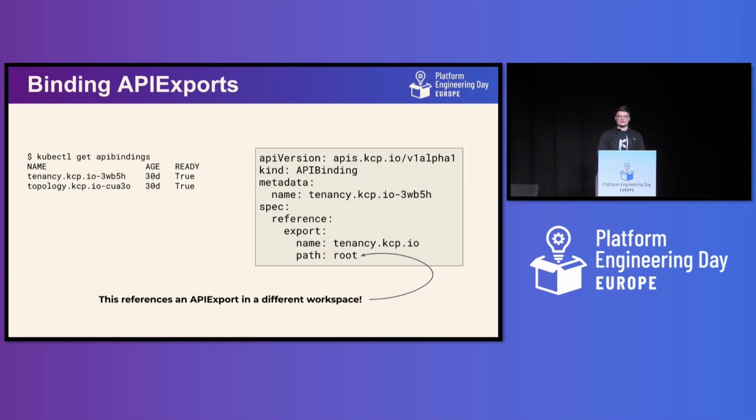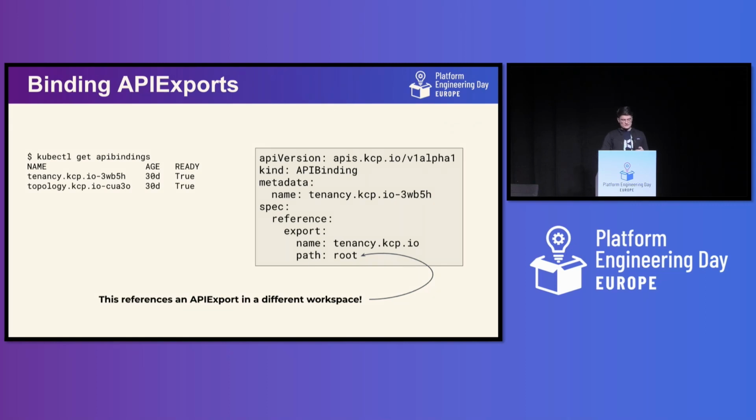So the resource in question is the API binding, and API bindings mostly define, okay, I want to reference a specific API export, so the resource we created earlier, and that allows us to start using that API. So that enables the resource types in your API export in the workspace that you're creating your API binding in. So you can see there are a couple of API bindings here that are there by default if you create a new workspace. So you always get the tenancy API, which allows you to stack workspaces.